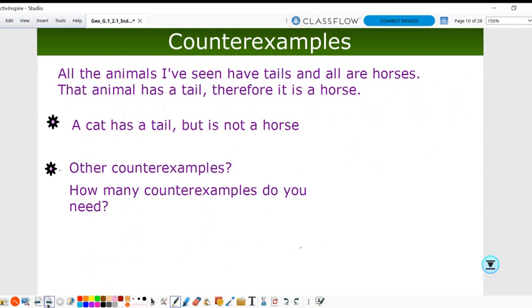We have here a cat has a tail, but it's not a horse. So we've just found a counterexample, and that says, okay, this conjecture is false. Can you come up with other counterexamples? I'm sure you can come up with a ton.